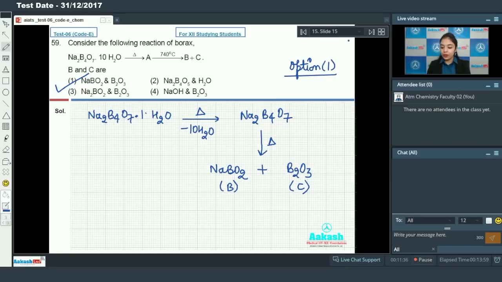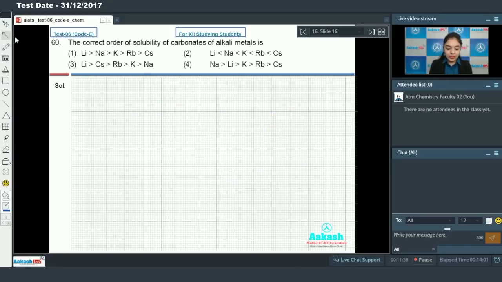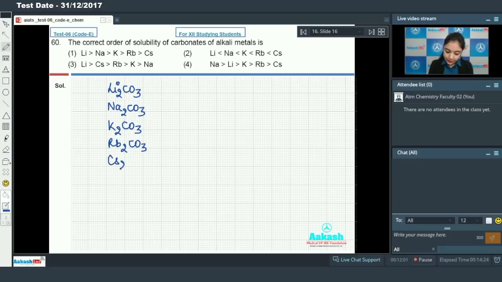So moving on to the next one, we have question number 60, which says the correct order of solubility of carbonates of alkali metals. So we have lithium carbonate, sodium carbonate, potassium carbonate, rubidium carbonate and cesium carbonate.